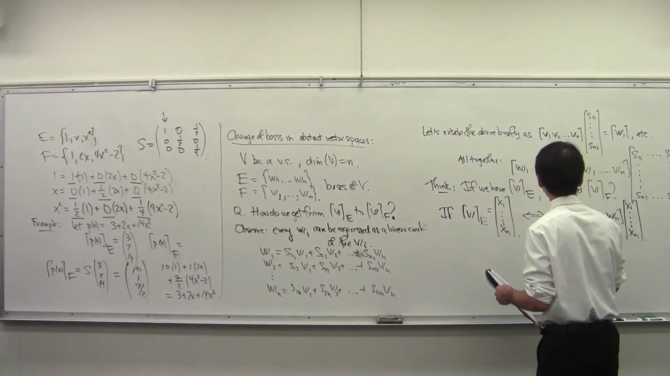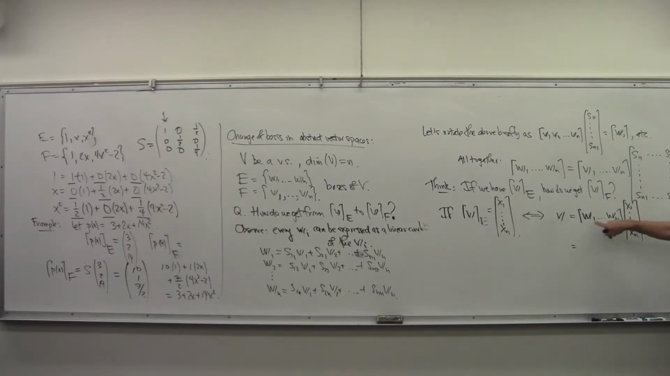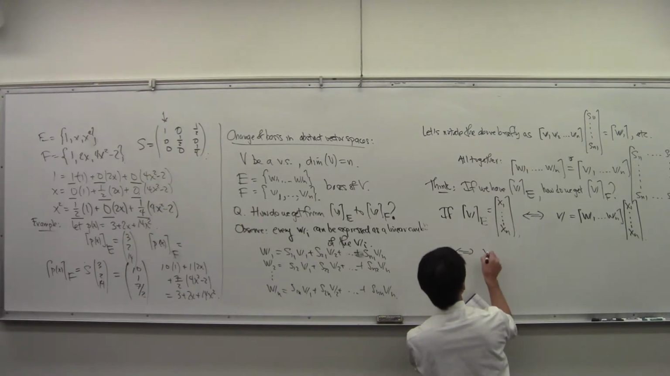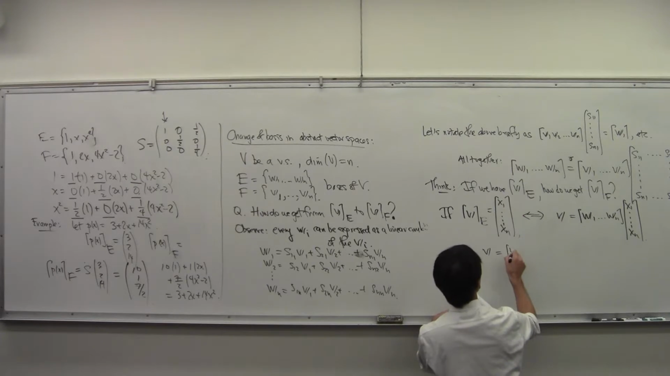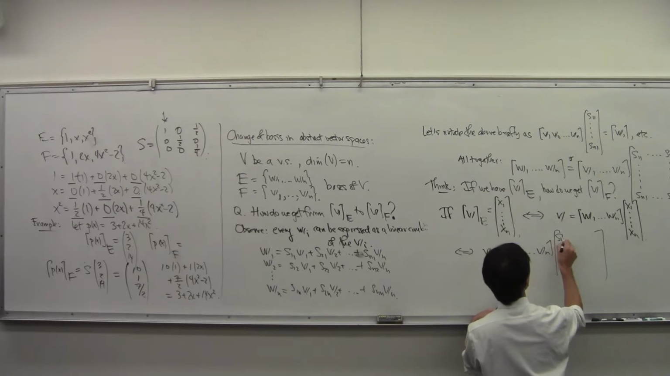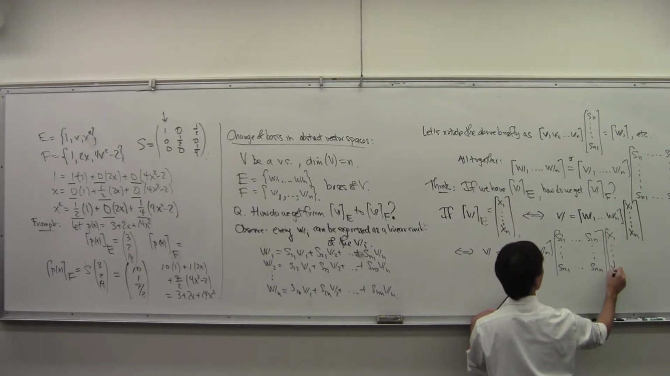But we just expressed the W's in terms of the V's. So I'm going to replace these W's with the V's. I'm going to use this to switch over to the V's. So you see that V is V1 to Vn times the S matrix, S11, S1n, Sn1, Snn, times x1 through xn.